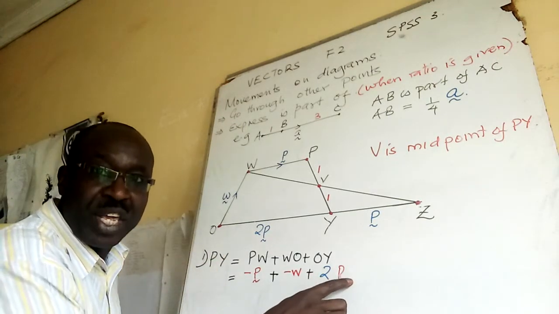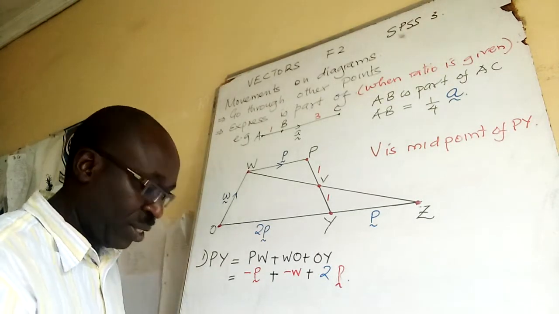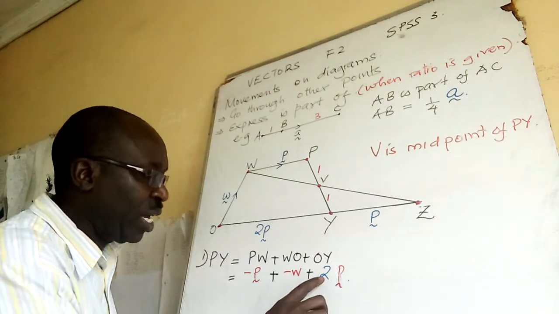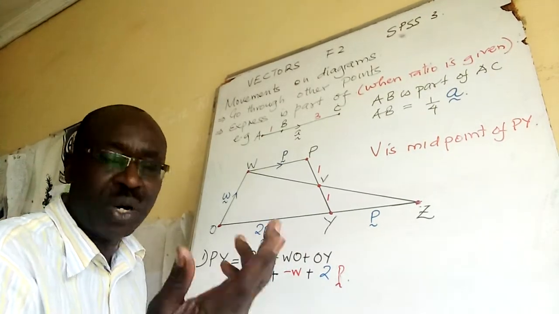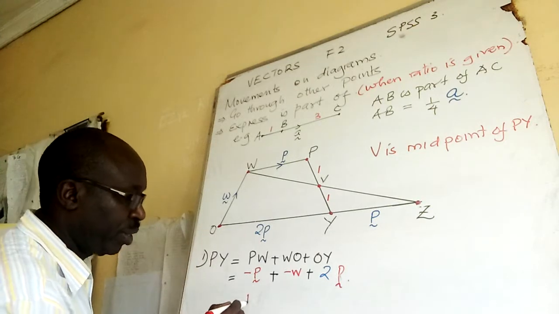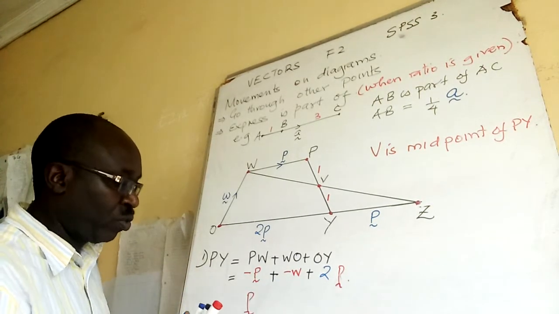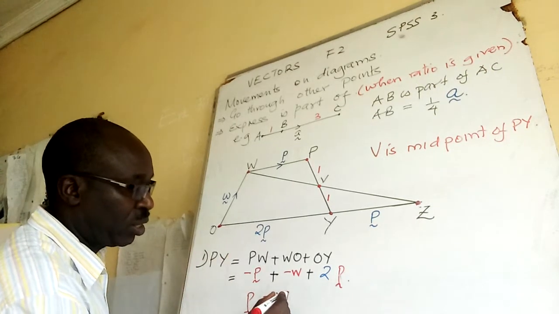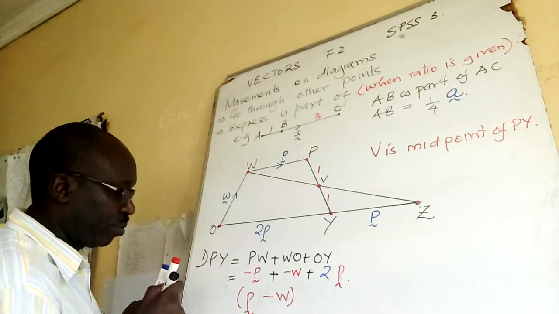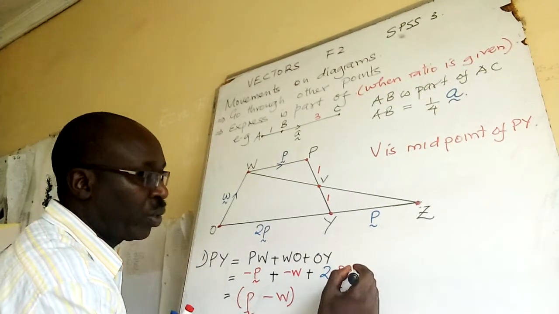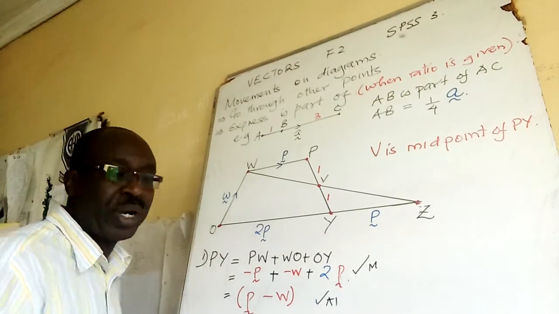This is 2P. Now I come to collect like vectors. This one we can do often. 2P, take away P. It's like 2 shillings, take away 1 shilling. What do you remain with? P. And then we have, this is what follows. So we have minus W. That is what we have. So we can give you here 1 mark. I give you here 1 for practice.